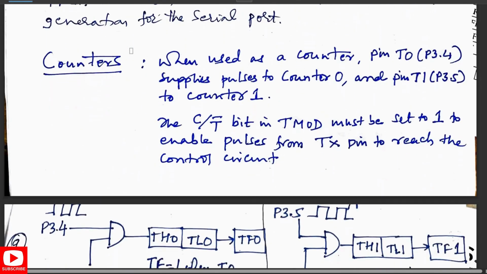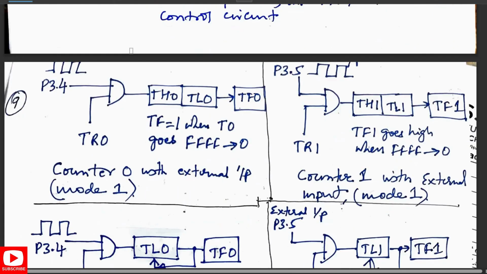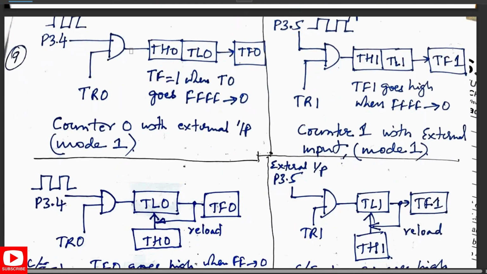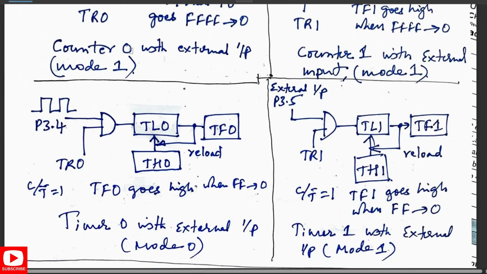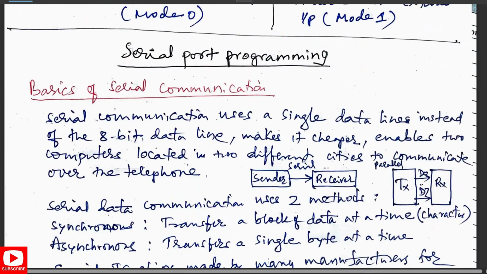Next, coming to the counters, when used as a counter, pin T0, that is pin 3.4, supplies the pulse to counter 0, and pin T1, that is pin 3.5, to counter 1. So the C/T bar bit in TMOD will be set to 1 to enable the pulses from the Tx pin to reach the control circuit. Here I have written the counters mode 1 and mode 0 for the counters and timers, so you can compare them, and for the external input. Serial port programming will be done in part 2 of the module 3 video.